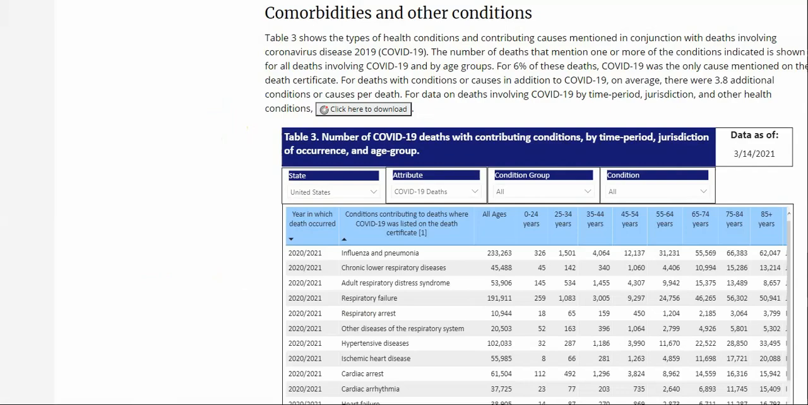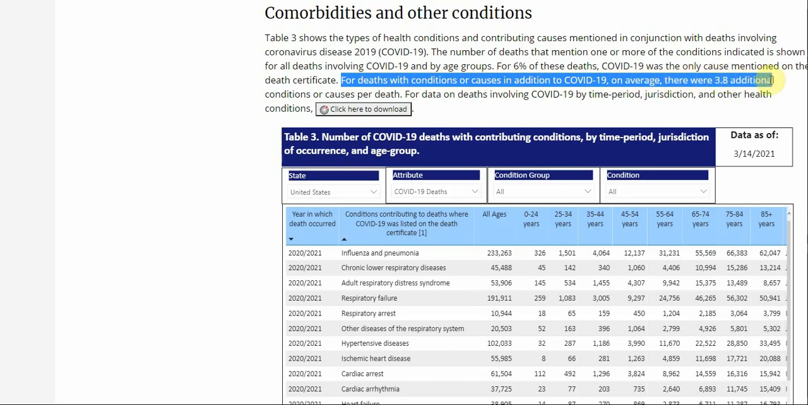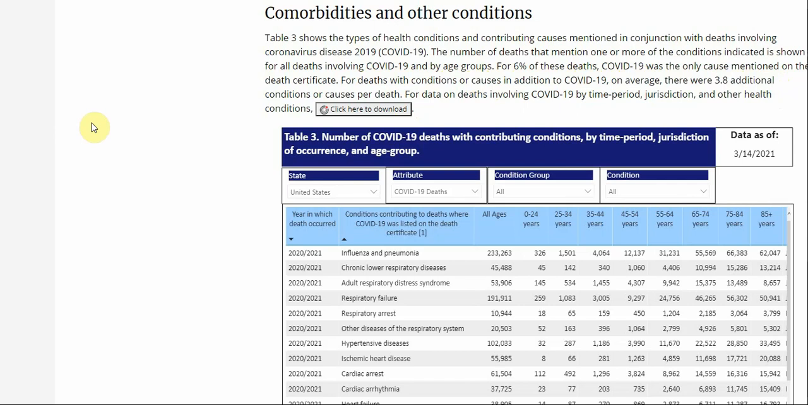Let's take a quick look back at the website because I want to point out that for the deaths with conditions or causes in addition to COVID-19, on average, there were 3.8 additional causes or conditions per death. So 94% of all COVID-19 related deaths had almost 4 additional causes of death. So the grand total was almost 5 causes of death: COVID-19 plus almost 4 more. This is information you don't really hear too often on the news.